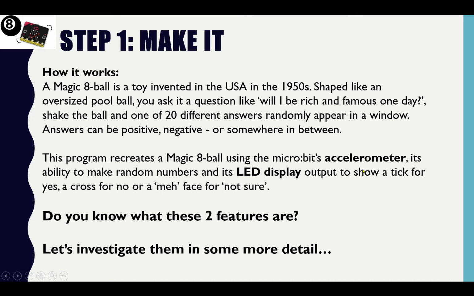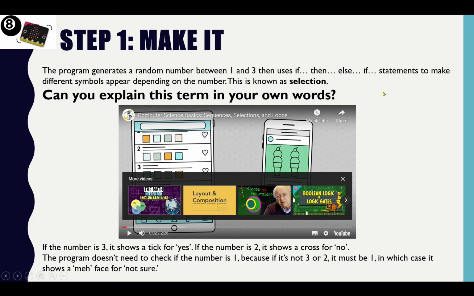So what you're doing here is creating an output using the LED displays once it's shaken to show a tick for yes, a cross for no, or a meh face for not sure. So what you're going to do is create a program that generates a random number between 1 and 3 and then uses a type of programming construct called selection, and that's using if, then and else statements to make different symbols appear depending on the number.